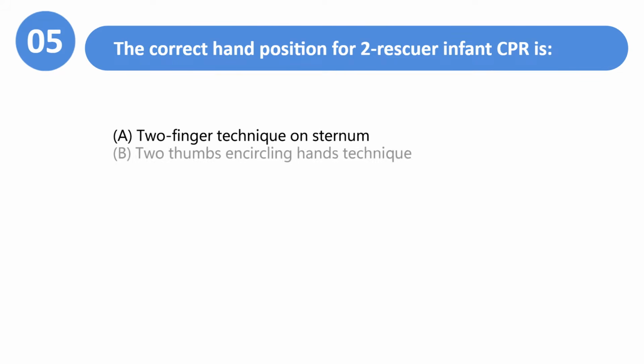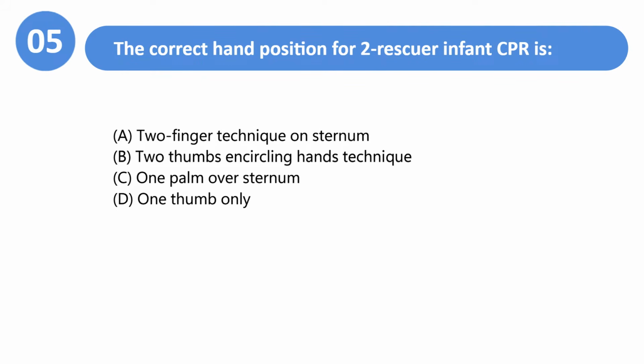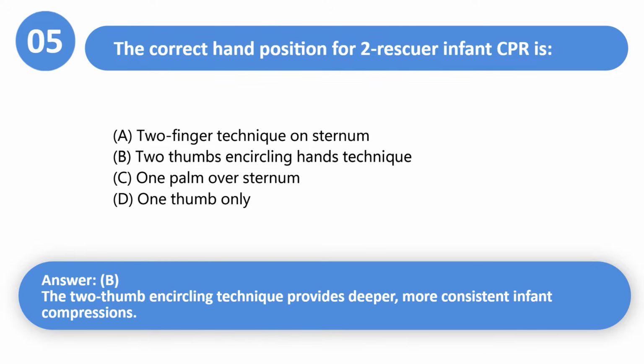The correct hand position for two rescuer infant CPR is: A. Two-finger technique on sternum. B. Two thumbs encircling hands technique. C. One palm over sternum. D. One thumb only. Answer, B. The two-thumb encircling technique provides deeper, more consistent infant compressions.